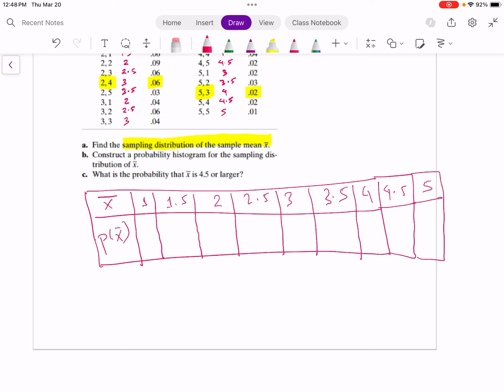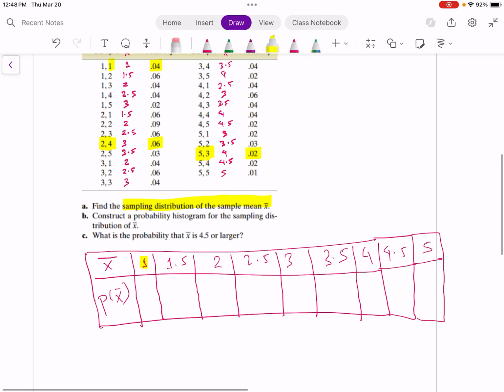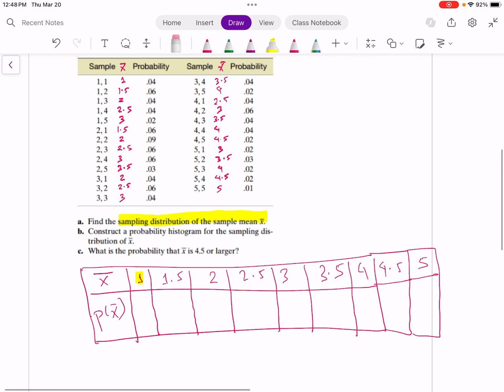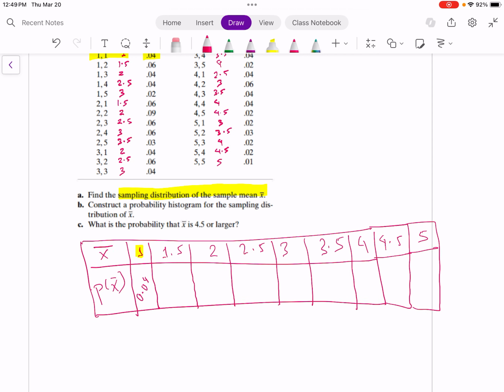Now, we find the probability that our X bar is 1. Let's find out how many times our X bar is 1. So, how many times do we have? 1 time, right? So, this is the only case where our X bar is 1. And what is the corresponding probability for this? 0.04.